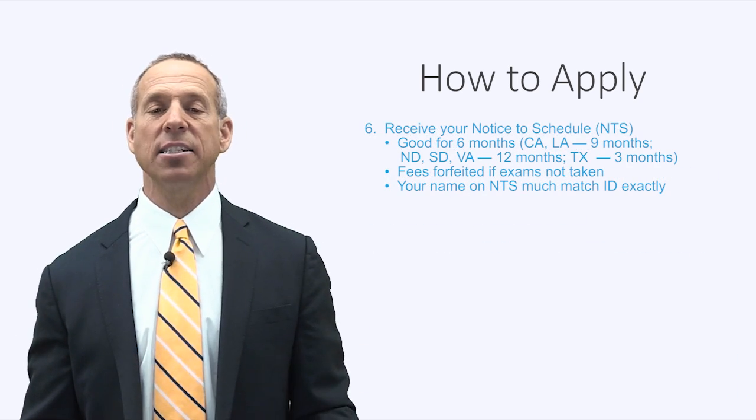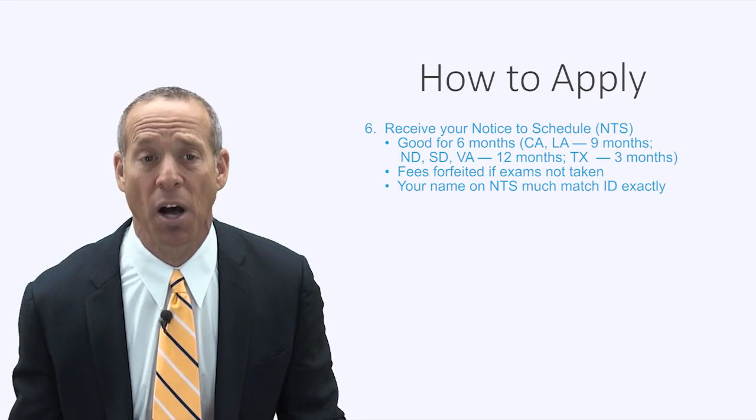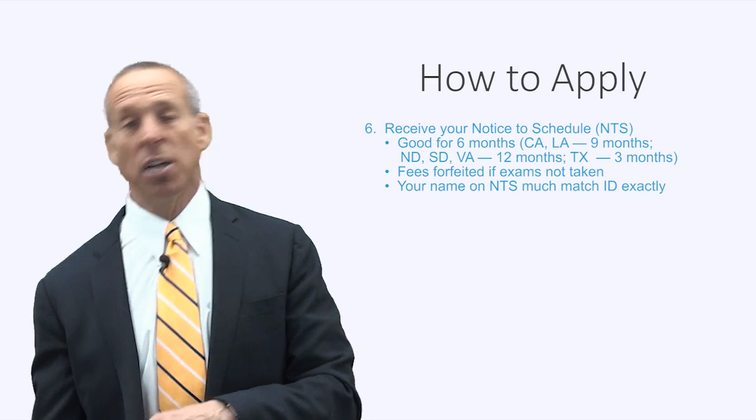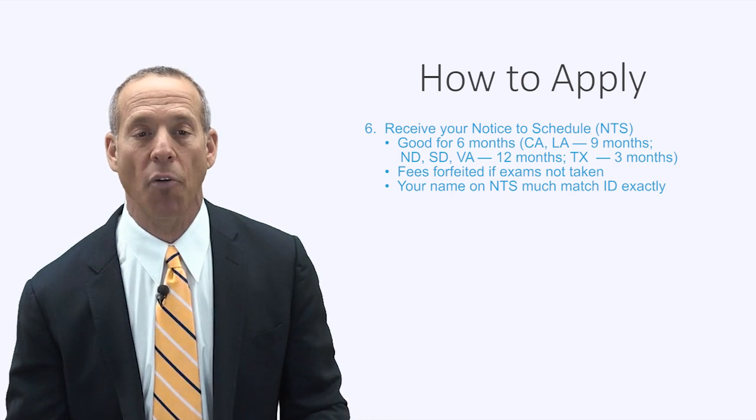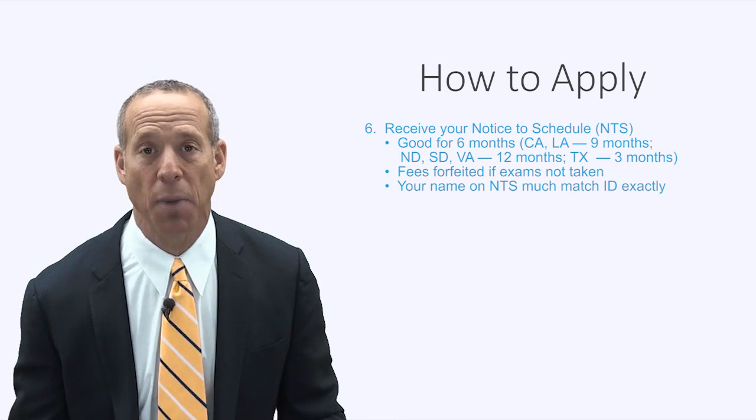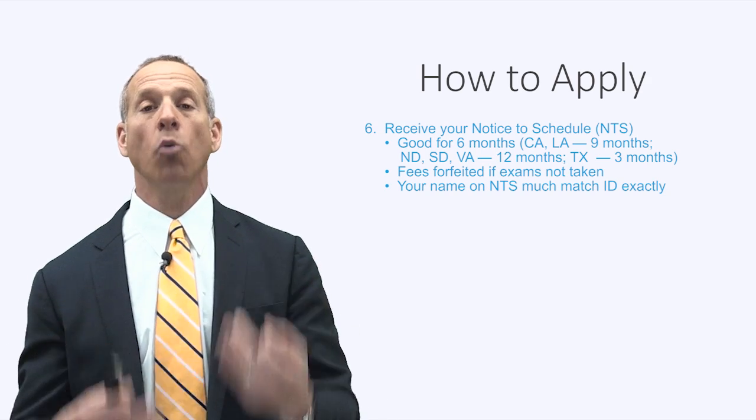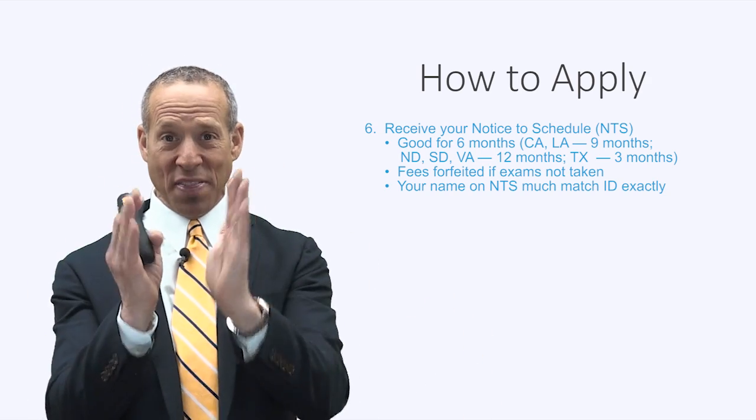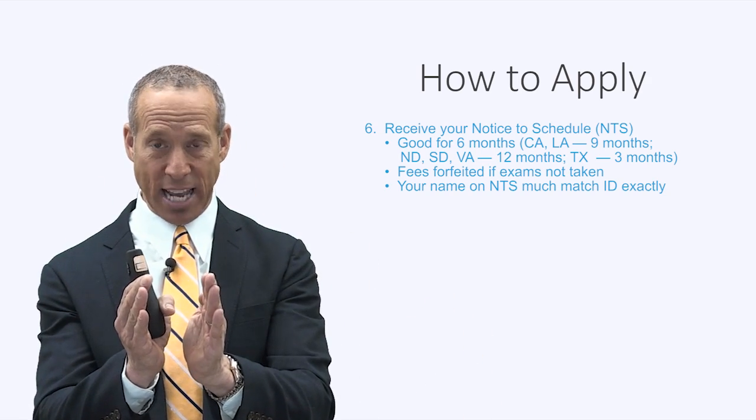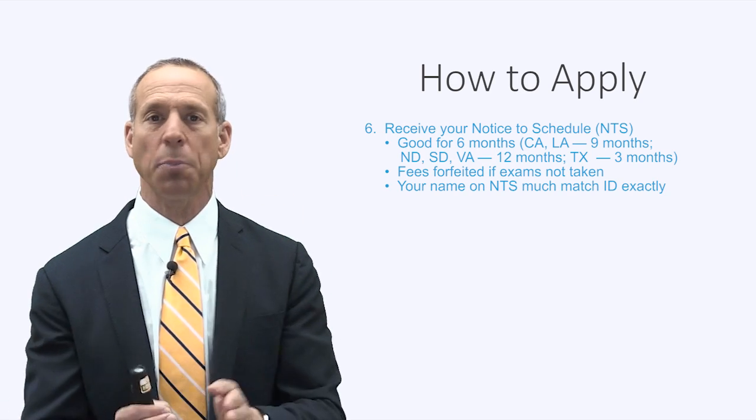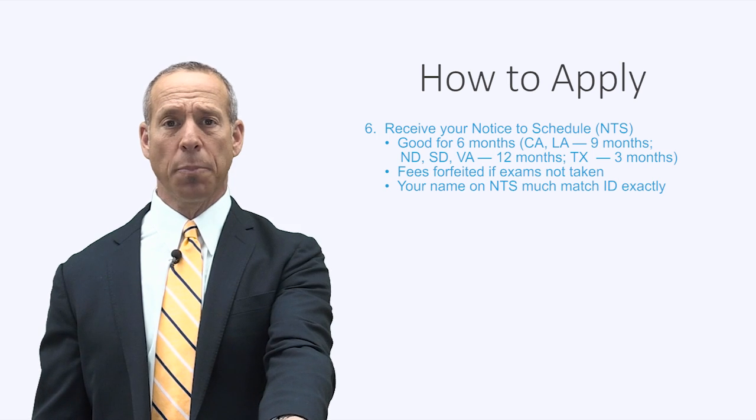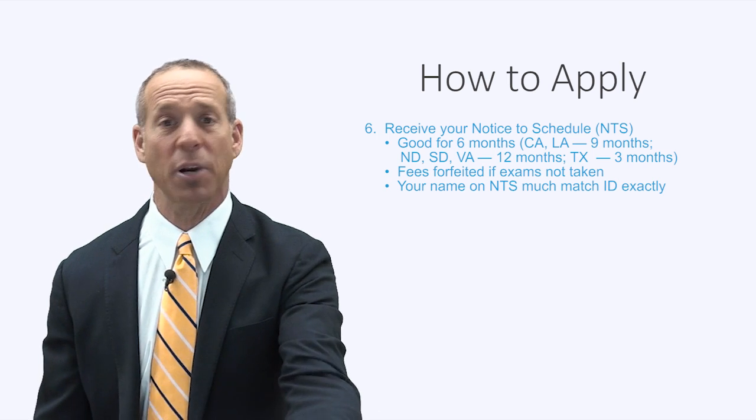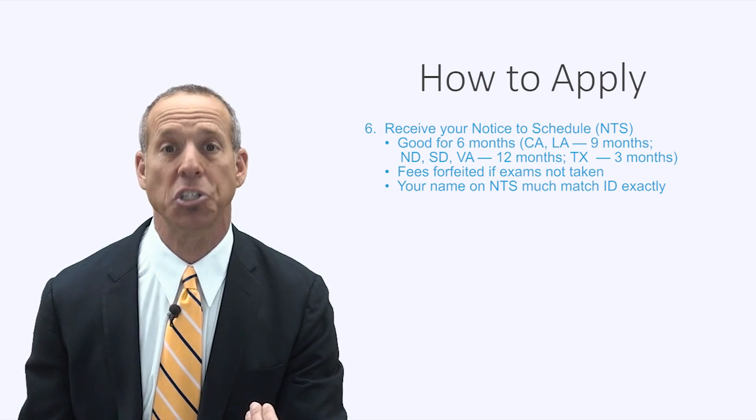Now, an NTS is good in most states for about 6 months, some states 3 months, some states 9 months like California, and I think there's a state that is 12 months. But in most states it's about 6 months. Now this is important. You only pay for the parts you plan to sit for within that window of your NTS, notice to schedule. So if it's 6 months and you only plan to sit for 2 parts, pay for 2 parts. Because if you pay $400 for 2 parts, great. If you pay $600 but only sit for 2, you forfeited the $200.